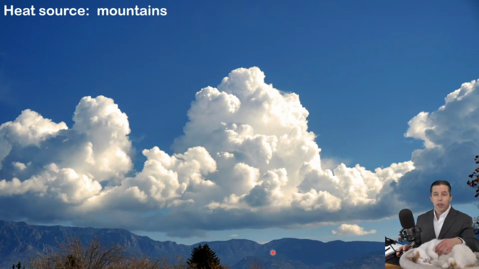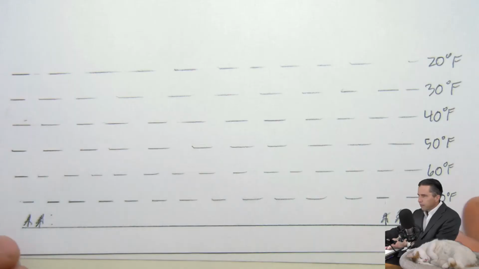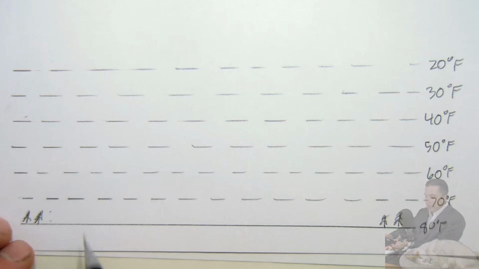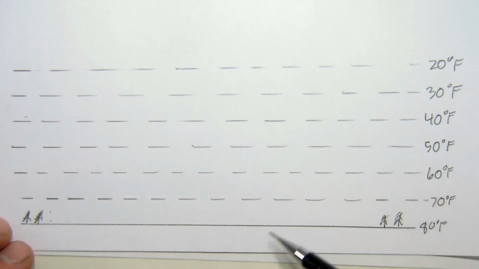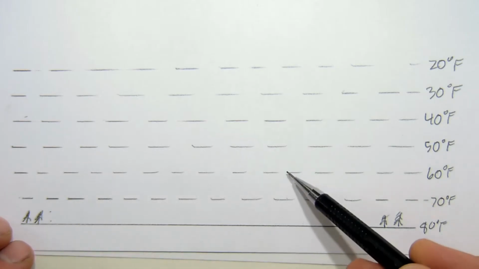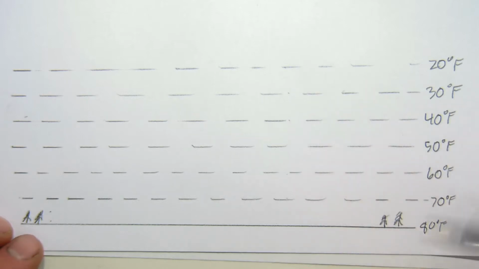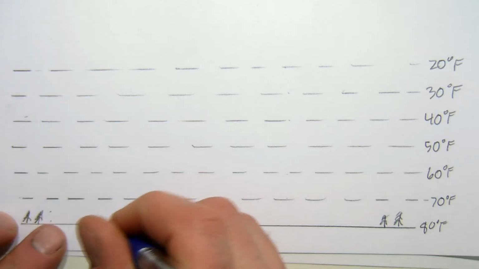Another source of heat are mountains. To illustrate this, imagine that we don't have a mountain first, and we've got a flat terrain. As I go up in the atmosphere, I would notice that the temperature gets cooler and cooler and cooler with height. Okay, that's what you'd expect. But now let's imagine that we stick a mountain in this.